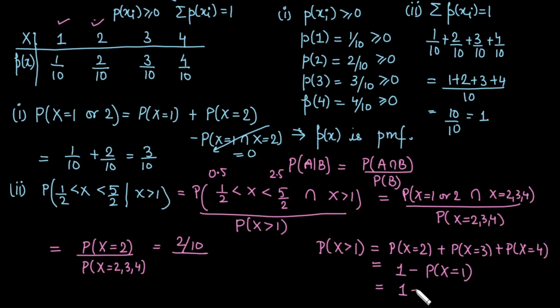So 1 minus probability at x is equal to 1 is 1 by 10. So this implies the probability when x is greater than 1 is equal to 9 by 10. So here we can write 9 by 10. That is equal to 2 by 9. And that is the final answer in this case.